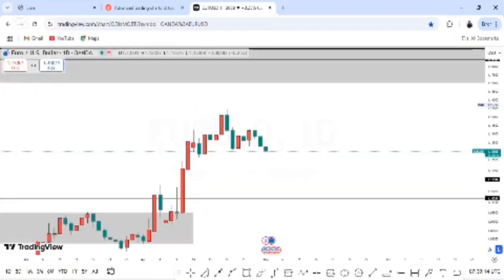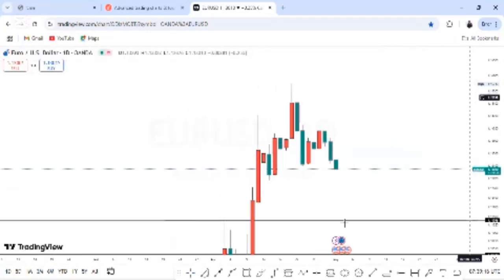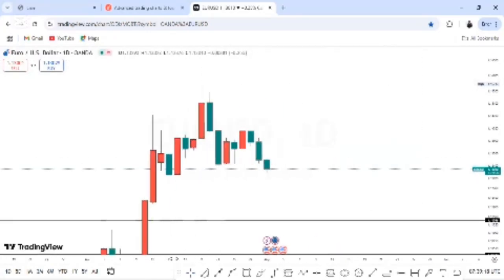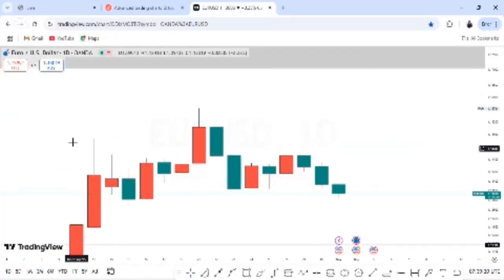Something very good. In the daily time frame, we see we have this break of market structure that happened right here. Let me mark it.